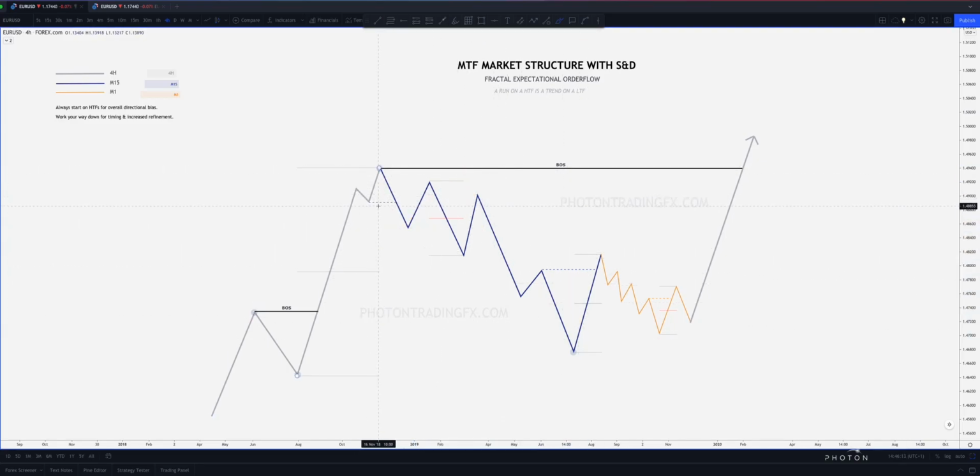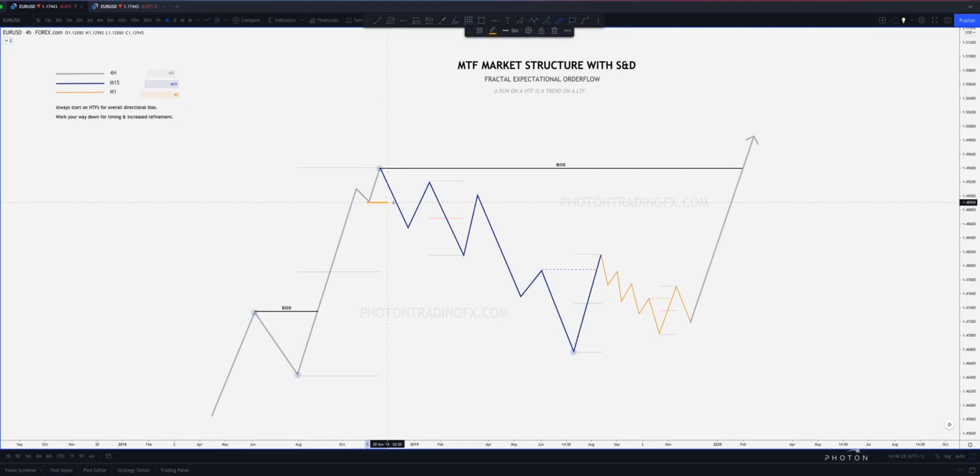Well, the first thing that we looked at was those changes of character. So if we were purely looking at the 4-hour chart, and we weren't using multi-time frame analysis, what would we look for? We would look for a minor low to be taken. We would look for that minor break of structure to the downside.